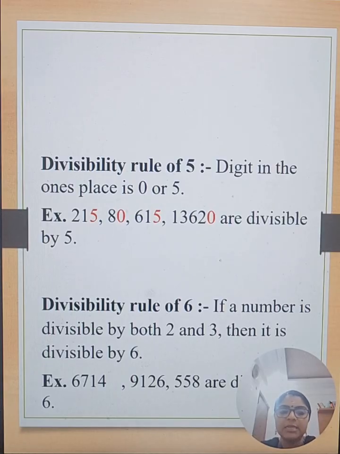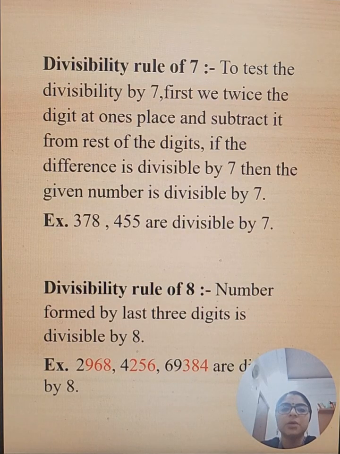Because how am I telling this? The 6 can be written as 2 into 3, correct? Or 3 into 2. So the given number is written as the multiplication of two numbers. If we check those two numbers, then we can tell the given number is divisible by 6. Okay. Then the divisibility rule of 7.